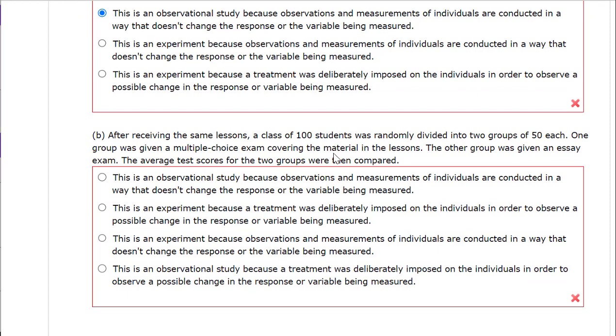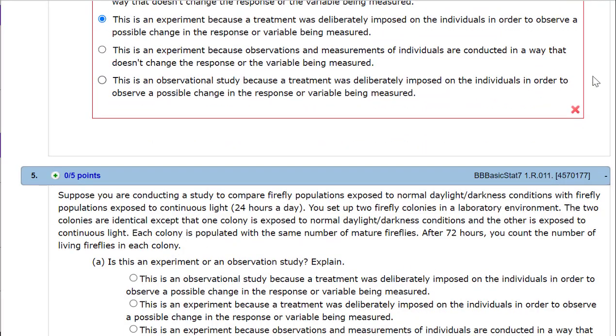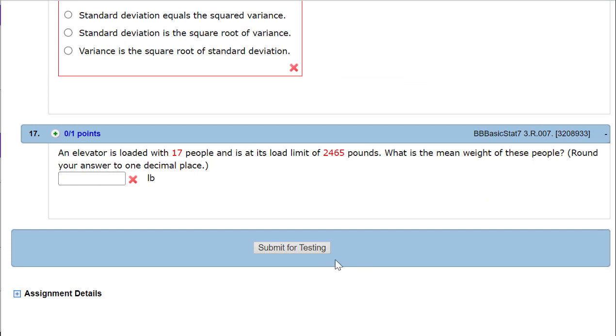After receiving the same lessons, a class of 100 students was randomly divided into two groups of 50 each. One group was given a multiple choice exam covering the material in the lessons. The other group was given an essay exam. The average test scores for the two groups were then compared. So the students aren't picking what kind of exam they were given. They are randomly assigned, so it's definitely an experiment, and the treatment was deliberately imposed. All right, so let's go ahead and check our answers here.